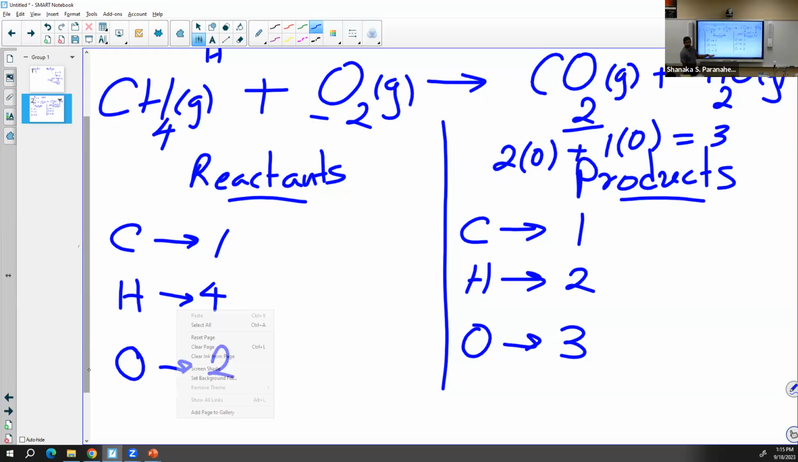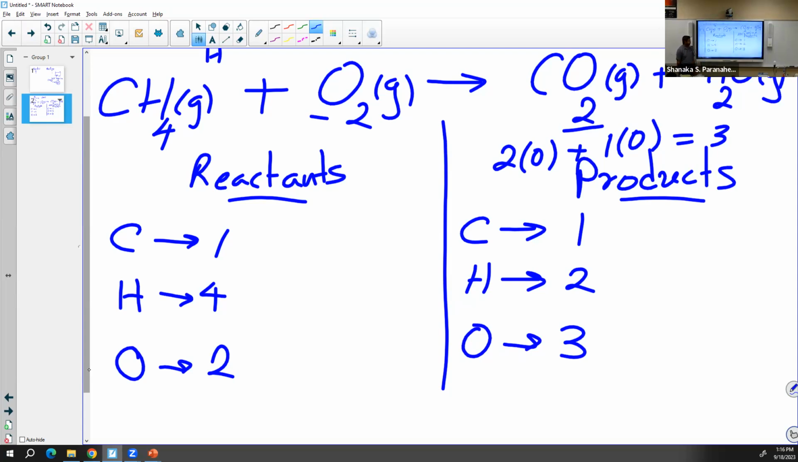Any questions so far? Now you can see we don't have the same counts. We have the same number of carbon, so carbons are balanced, but not hydrogen and oxygen. We are missing 2 hydrogens and 1 oxygen on the reactant side. So it is not balanced.